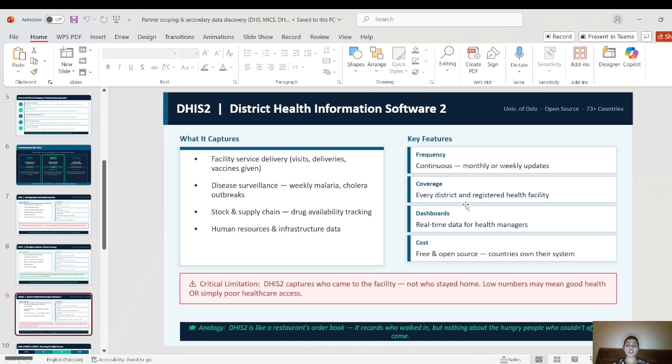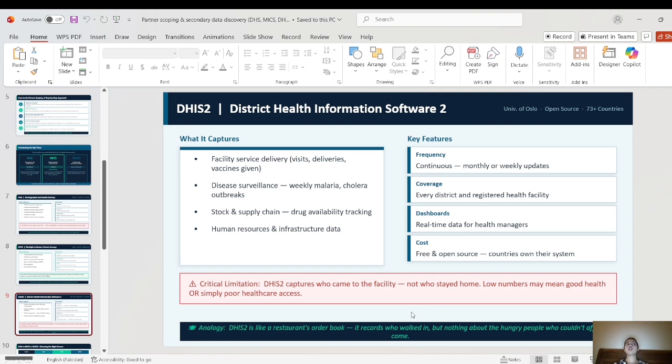What are its key features? It's continuous, with monthly or weekly updates, covering every district and registered health facility. There are dashboards of real-time data for health managers, and the cost is free and open source. Countries have their own systems for this. So the limitation is that your DHIS2 captures only those who come to the facility.